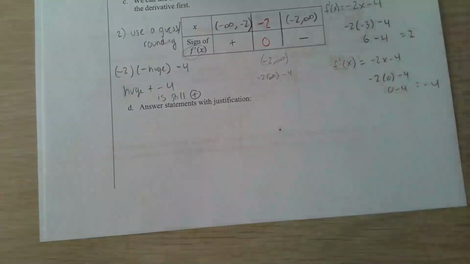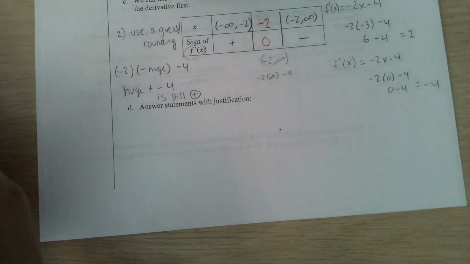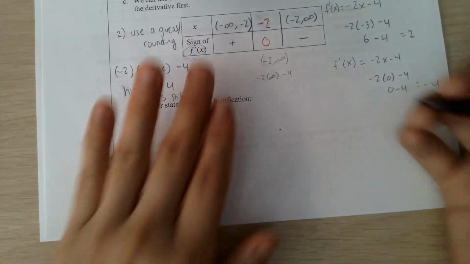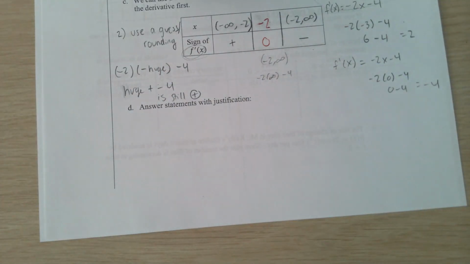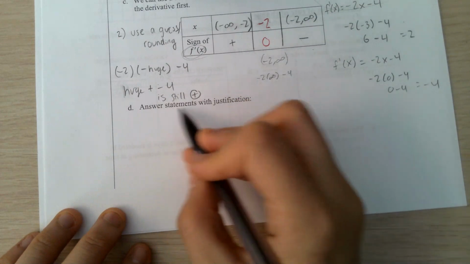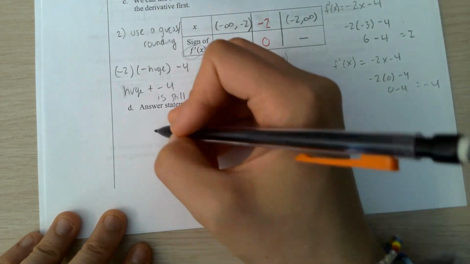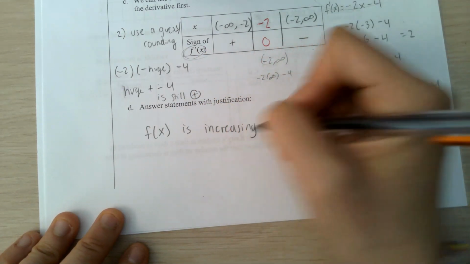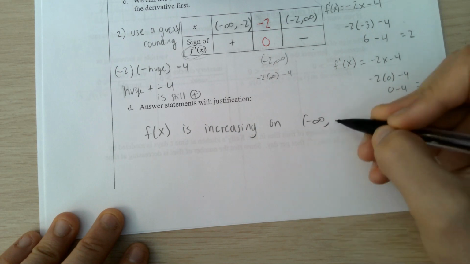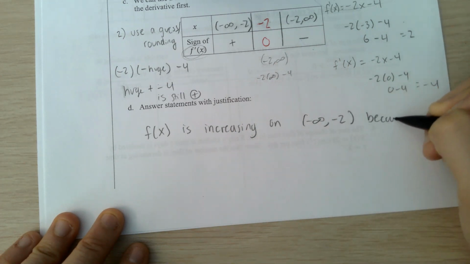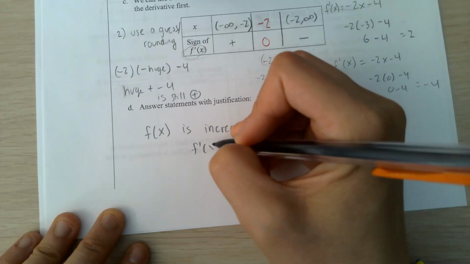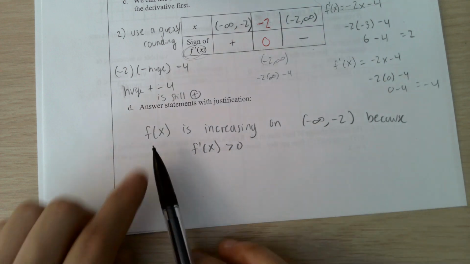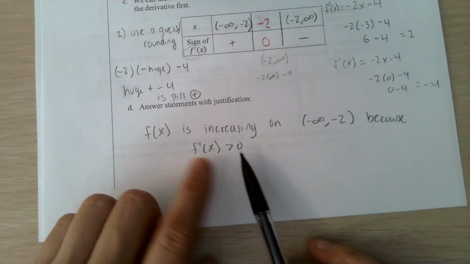Okay, now we have our script. This is what a professor or the AP graders would want to see. This is showing that you can explain with your words what is happening with the math, so answer statements with justification. You can say f of x is increasing on negative infinity to negative 2 because the derivative of f of x is greater than 0, or is positive. So the original equation is increasing because the derivative is positive.